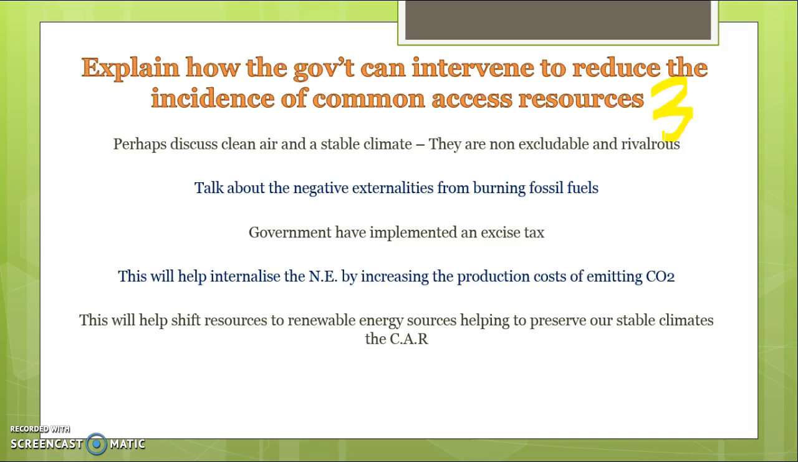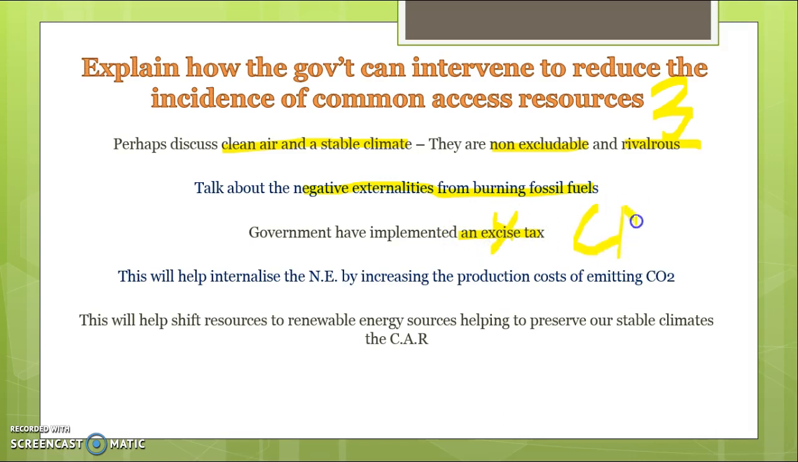So for example, you could talk about our common access resource being clean air and a stable climate. The reason it's a common access resource is because it's not excludable, you can't force people to pay for air, but it's rivalrous because some people's or businesses' consumption can impact the quality of clean air for others. So you can link that to the fact that there has been an increased incidence of climate change and carbon dioxide emissions, which has led to increased negative externalities from burning fossil fuels. So what the government has done is implement an excise tax, a carbon tax.